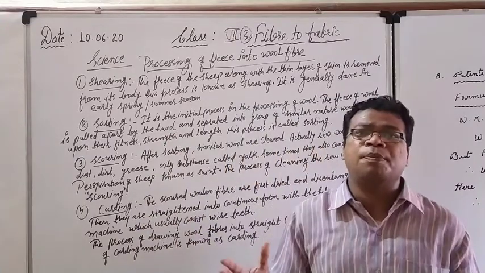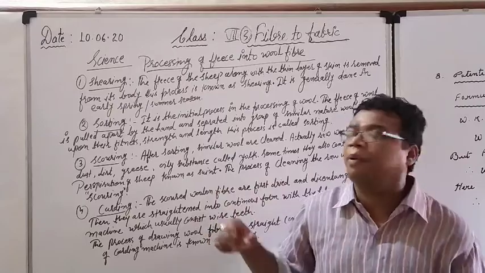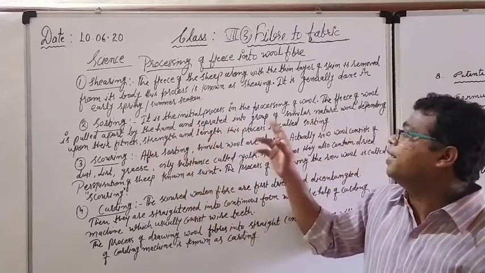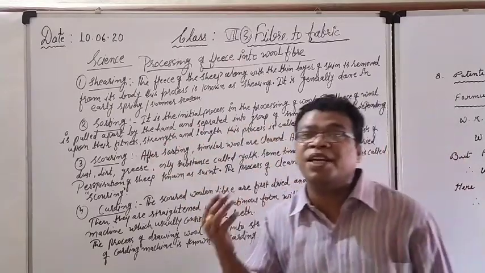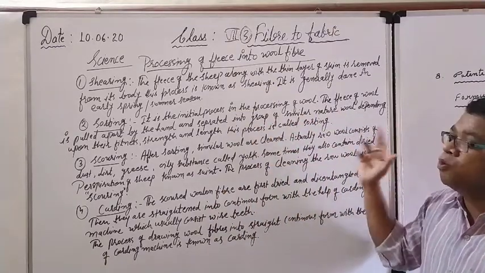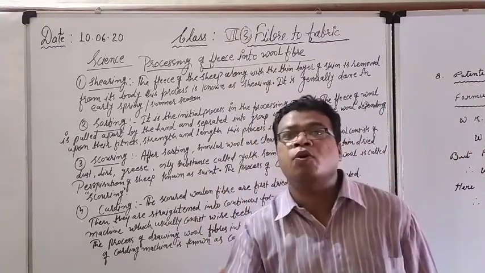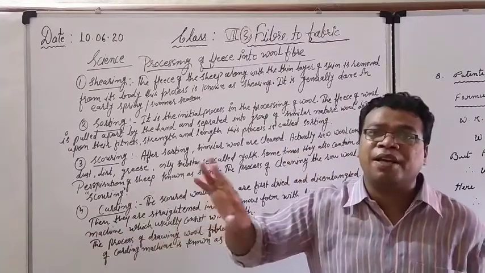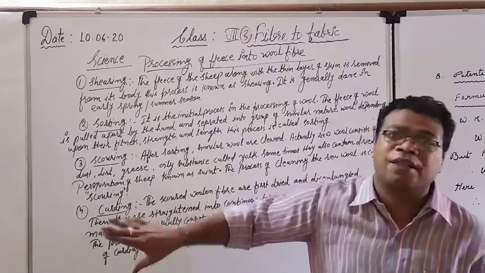So the fleece of the sheep, it is pulled apart with the help of the hand and separated into the group of similar nature wool. एंड सेपरेटेड इनटू द ग्रुप ऑफ सिमिलर नेचर वुल. और एक टाइप के वुल को सेपरेट किया जाता है. सिमिलर काइंड के टाइप के वुल को सेपरेट करते हैं अपन.